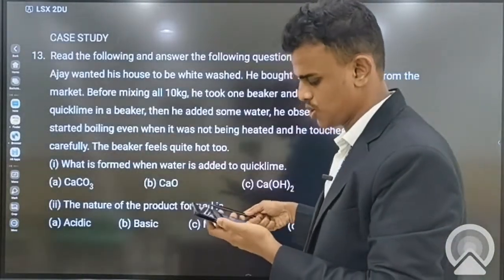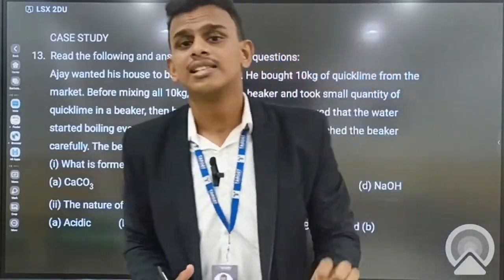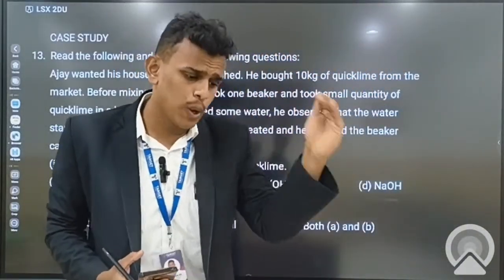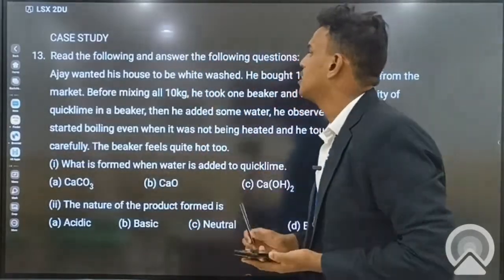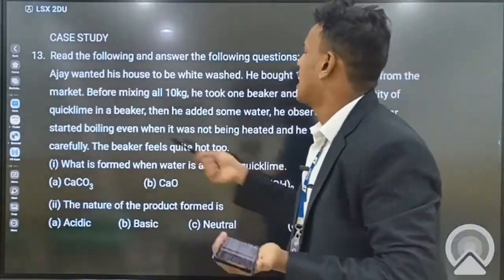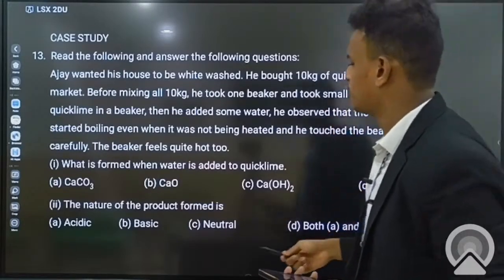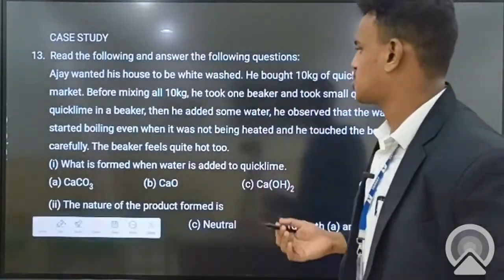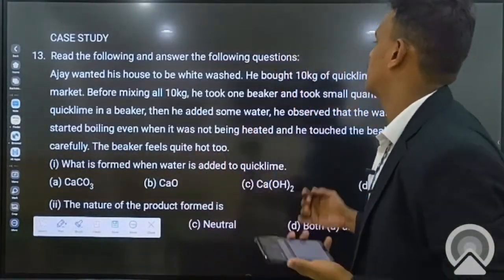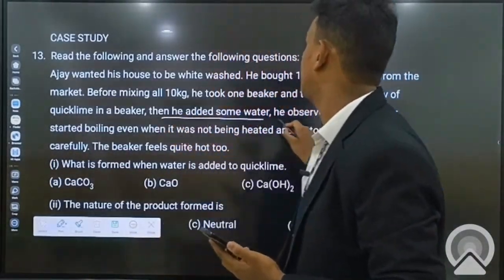Yeah, exchange. Correct. So the next one is a case study. Case study means some paragraph will be given and you have to answer the questions following that. Okay, go for that. Anyway, Ajay wanted his house to be whitewashed. He bought 10 kilograms of quicklime from the market. Before mixing all 10 kilograms, he took one beaker and took a small quantity of quicklime in a beaker. Then he added some water.